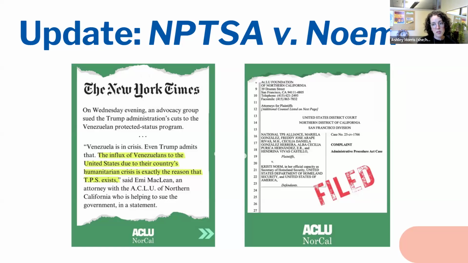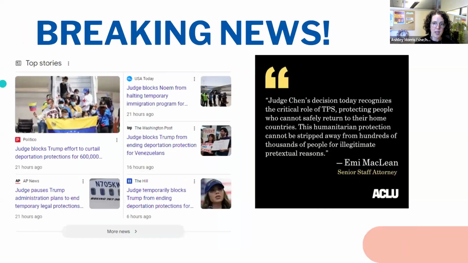But we have some exciting breaking news to share with you, which is that yesterday, a U.S. District Court judge, Ed Chen, blocked the government's attempt to strip TPS while the case moves forward. So it's not an ultimate win, but it means that people will not lose their work authorization on the 3rd, and they will not lose their deportation protections on the 7th. Those 350,000 people will be able to continue working and retain their protections as the case moves forward. This is a massive, massive victory. There's been a lot of celebration in our office today.